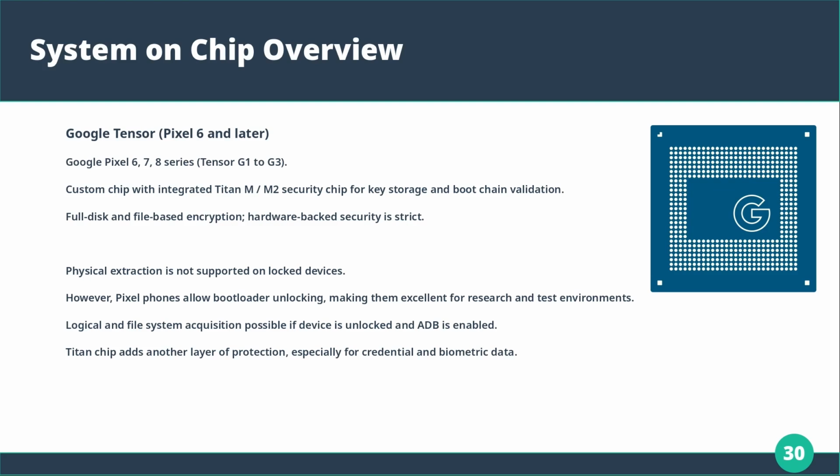Still, forensic investigators should know that the Titan chip blocks low-level access, particularly to credentials and biometric data. To summarize, Snapdragon offers broad support but strong encryption. Exynos was historically easier but is now hardened by Knox. Kirin is nearly locked down completely, though of course there are certain cases that become very challenging. MediaTek is open and accessible, especially in lower-end models, and Tensor combines strong security with some flexibility thanks to bootloader unlocks.